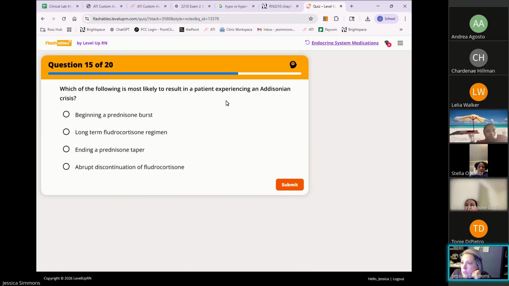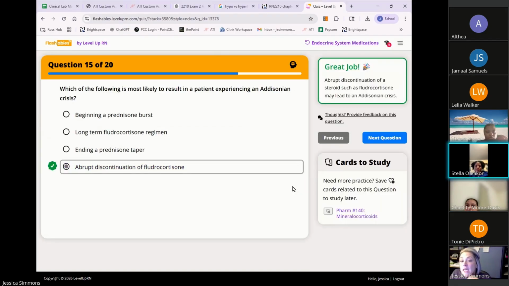Which of the following is most likely to result in a patient experiencing an Addisonian crisis? So Addison's disease, an Addisonian crisis, which is different from the disease itself. Would it be stopping their fludrocortisone abruptly? Yes, that would cause them to go into crisis. I agree. And yes, it is correct.